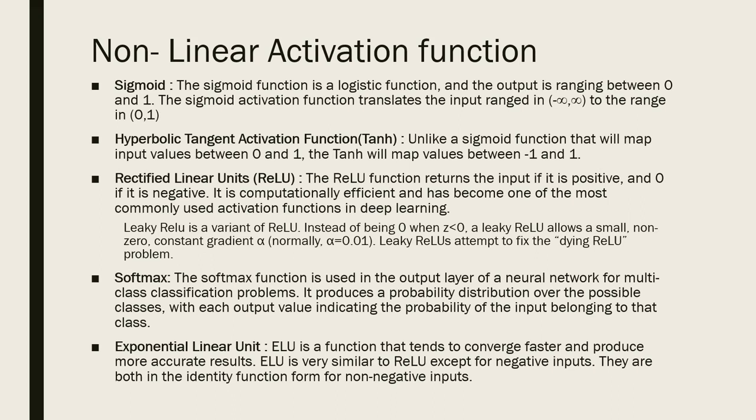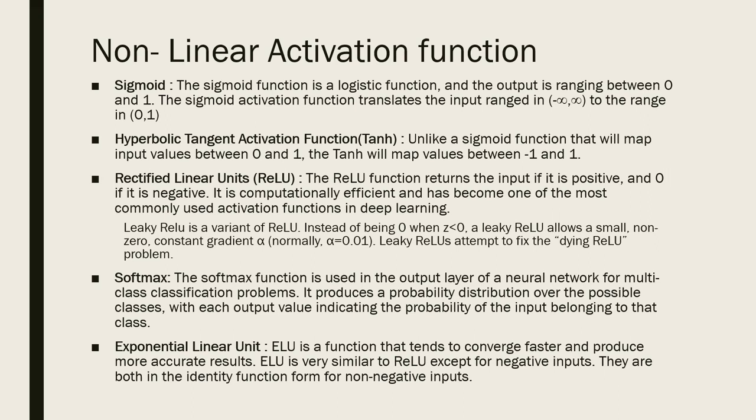The very first one is sigmoid. The sigmoid function is a logistic function whose output ranges between 0 and 1. The sigmoid activation function translates the input range from minus infinity to plus infinity to the range 0 to 1. Next comes the tanh. The sigmoid function maps input values between 0 and 1, but the tanh maps values between minus 1 and plus 1.